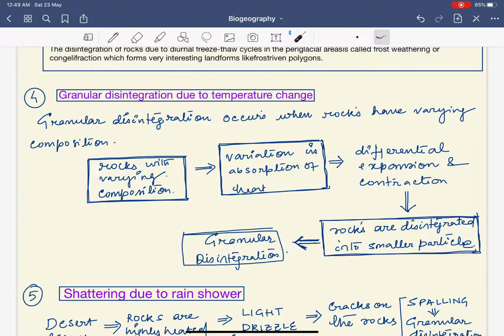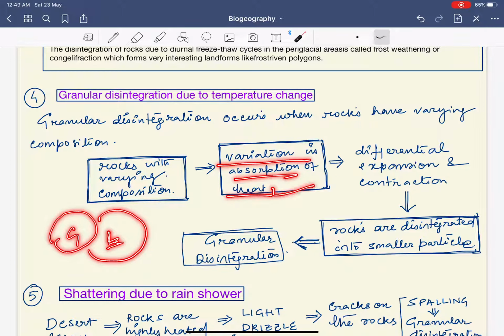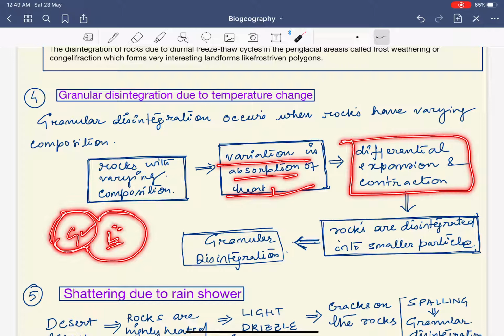Next, let us see a rock which is composed of granite and a rock which is composed of limestone. Obviously, there would be a variation in the absorption of heat, which leads to differential expansion and contraction. See, granite will expand more when compared to limestone. As a result of this, what happens? The granite will first of all disintegrate more than the limestone.